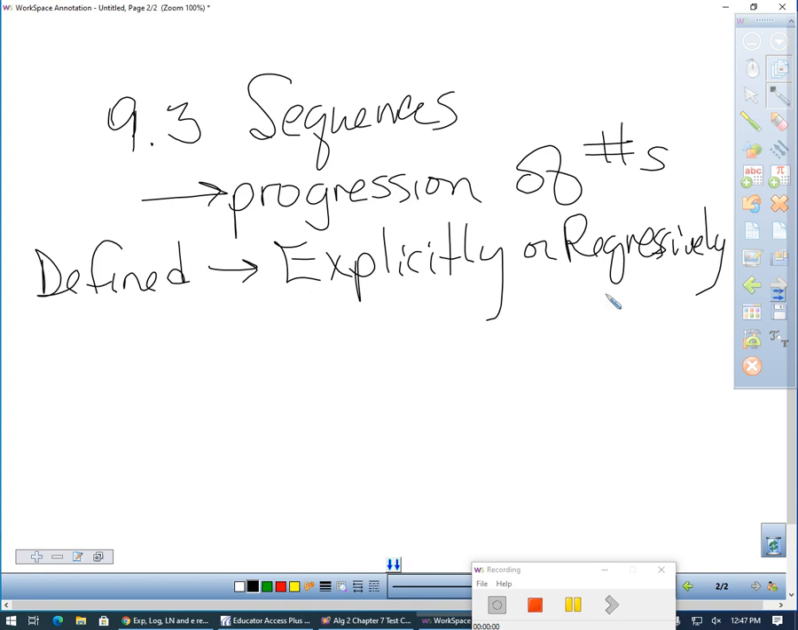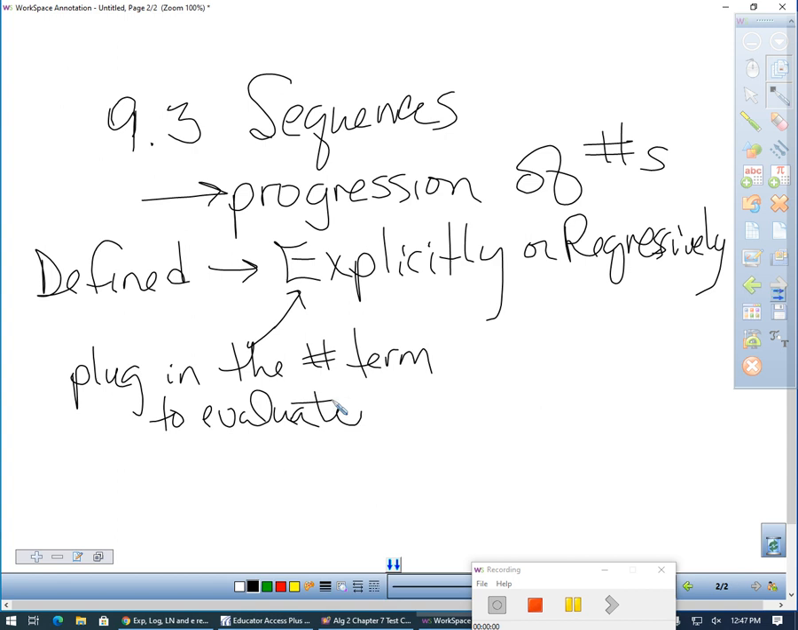Okay. Well, let's touch on it a little bit. Explicit, you plug in the term number to evaluate. Recursive means it's recurring over and over. So to evaluate this one, you use the previous term. Previous term. Okay?